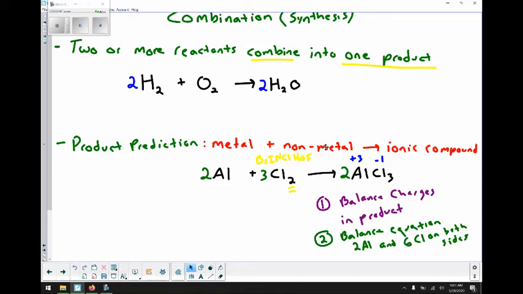And because of that, once you have that product, you can balance the whole equation with 2 aluminums and 6 chlorines on both sides. So it's 2 Al plus 3 Cl2 gives you 2 AlCl3. Again, two reactants make one product. That is combination or synthesis.